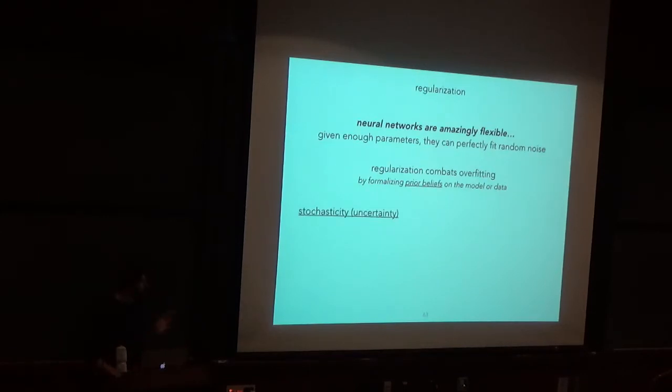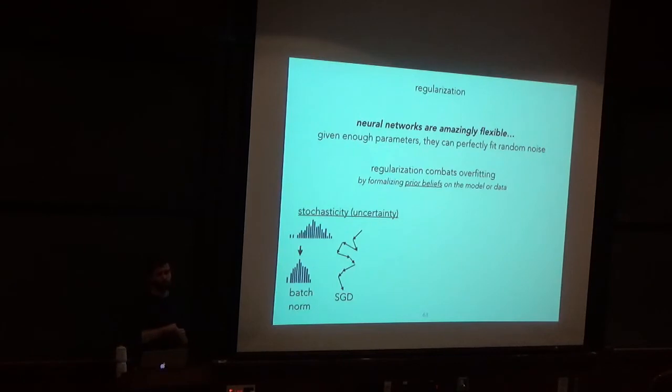So one form of this is you can generally classify as adding stochasticity to the training procedure. So some amount of uncertainty, whether it's batch normalization or just the optimization procedure you're using. If it's stochastic gradient descent, then you're not exactly following the gradient all the time, which has been shown to bias you toward certain types of solutions.